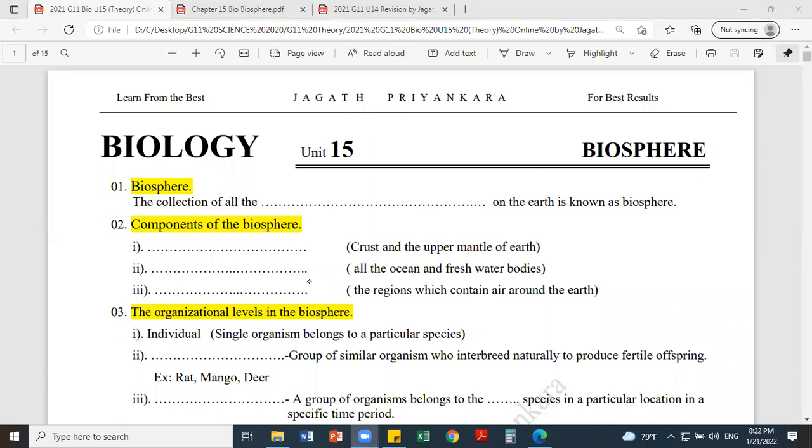The biosphere means the collection of all the ecosystems on the earth. Please complete the first blank. Ecosystem means both living and non-living environment are there. The biosphere can be divided into three parts: lithosphere, hydrosphere and atmosphere. There are living organisms in the aquatic environment, which is called the hydrosphere, organisms on land or the terrestrial environment, as well as in the atmosphere. So please complete the first blank: biosphere means the collection of all the ecosystems on the earth.